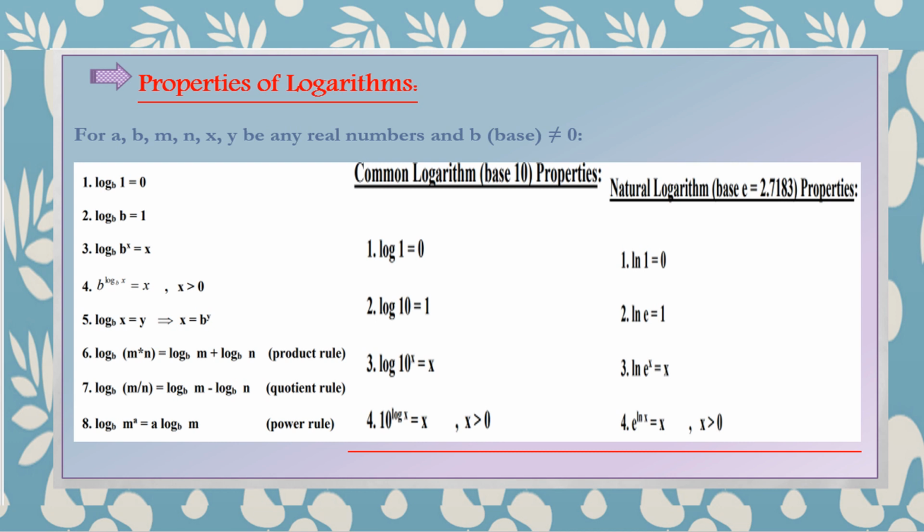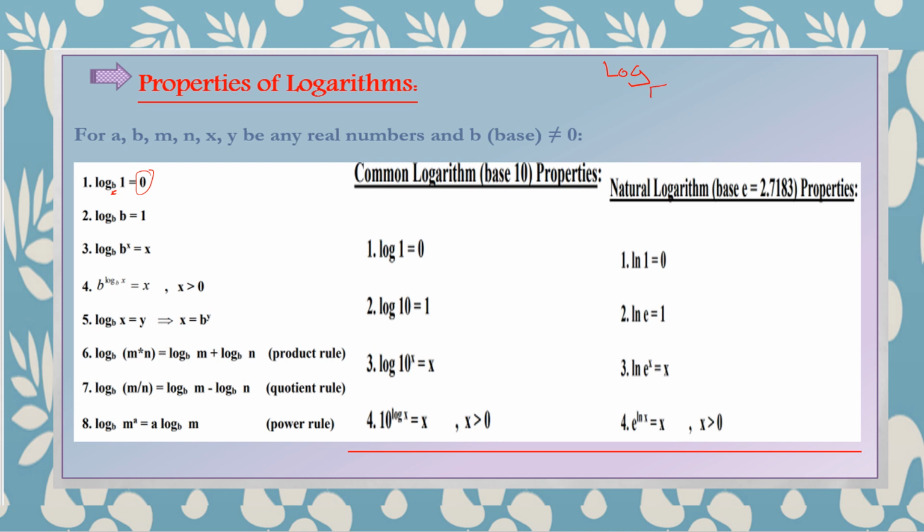Again, for a, b, m, n, x, y, these are real numbers, and b, which is the base, does not equal 0. The logarithm of 1 for the base b equals 0. So the logarithm of 1 always equals 0. Notice here we have 3 cases for the logarithm.